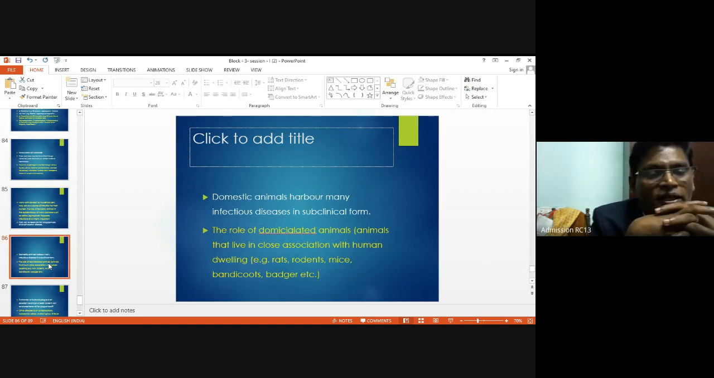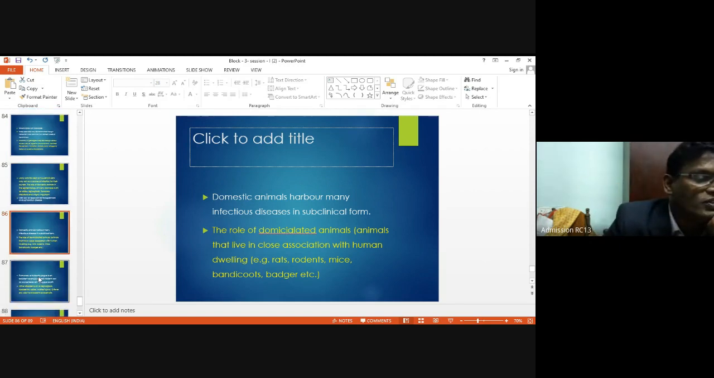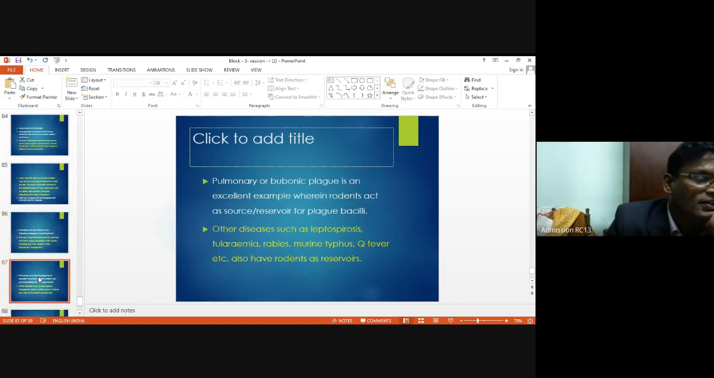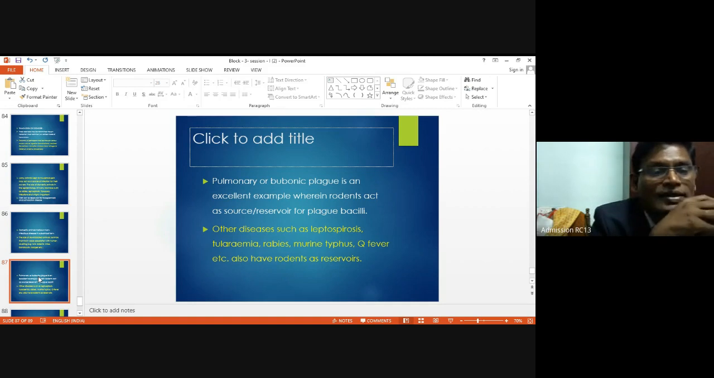Domestic animals harbor many infectious diseases in subclinical form. There is a role of animals that live in close association with human dwellings, for example rats, rodents, mice and badgers, which have close association with human beings and cause disease from animal sources. Pulmonary bubonic plague is an excellent example wherein rodents act as a reservoir for the plague bacilli. So the plague also comes from an animal source, which causes a problem for human beings.